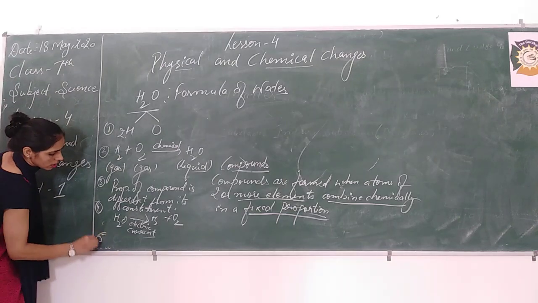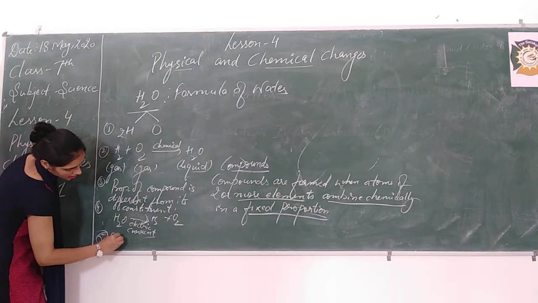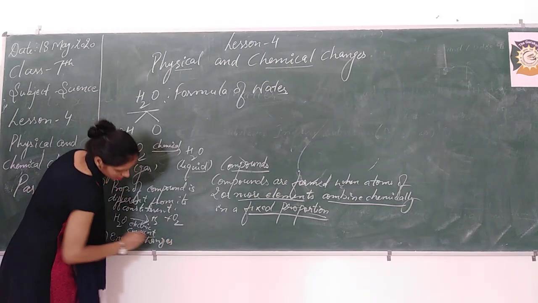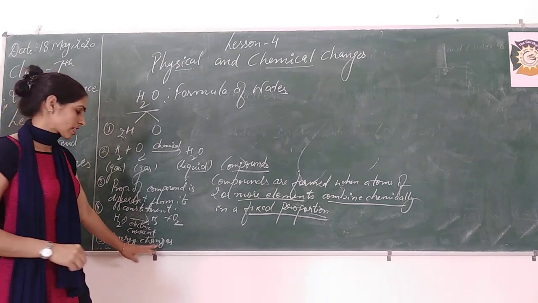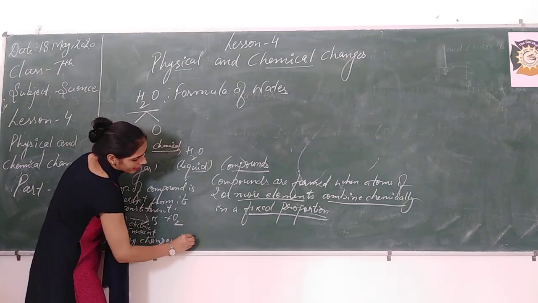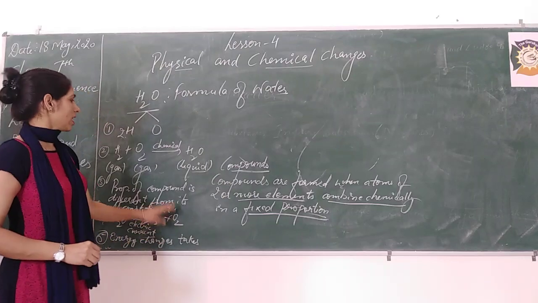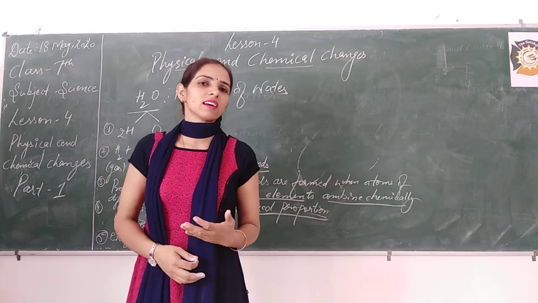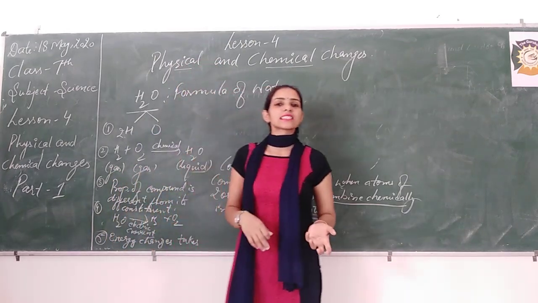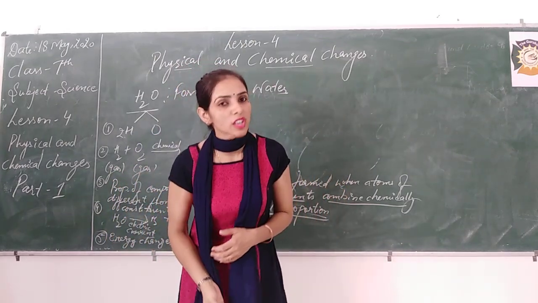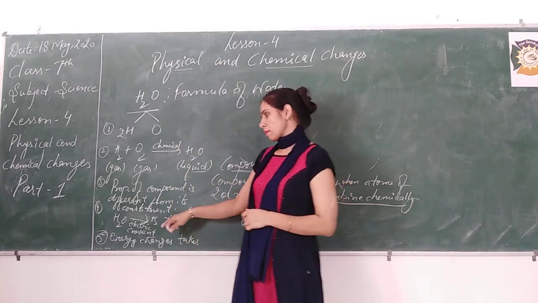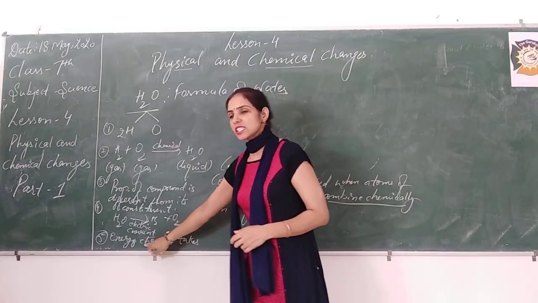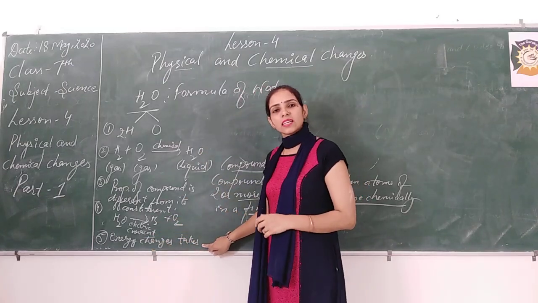Fifth is energy changes. Energy changes take place. Why? Because it's a chemical reaction, and inside a chemical reaction there are always energy changes. Either energy is released or energy is absorbed. So whenever any compound is getting formed, energy changes will take place, right?